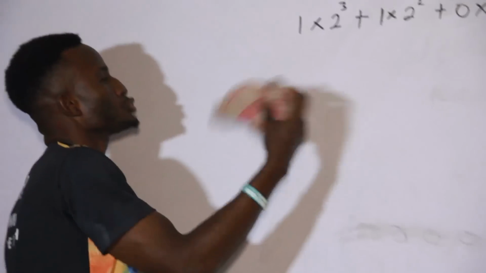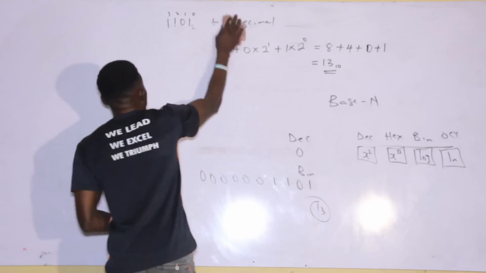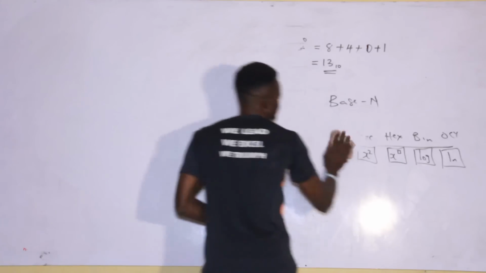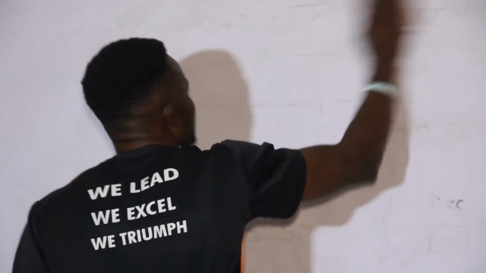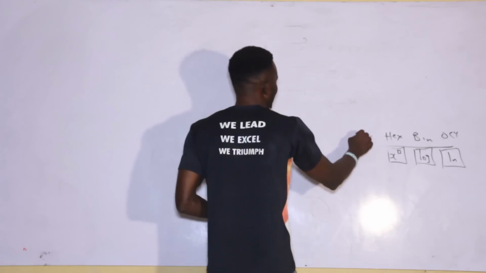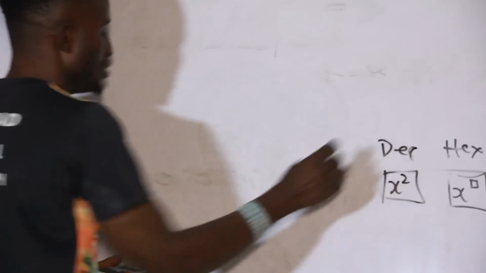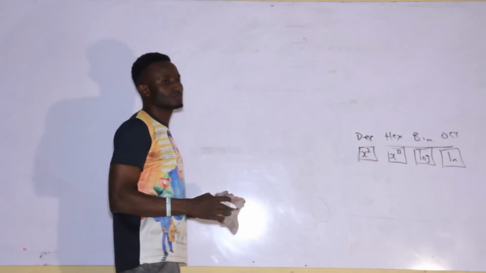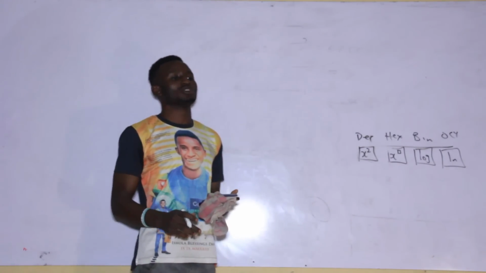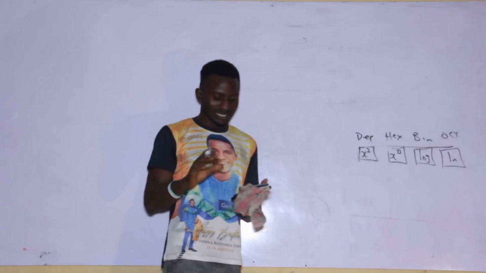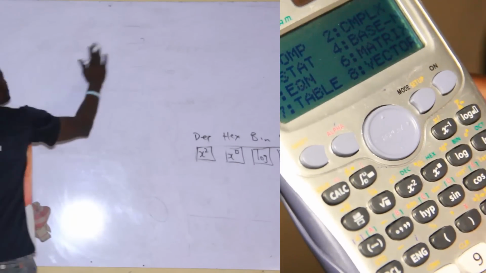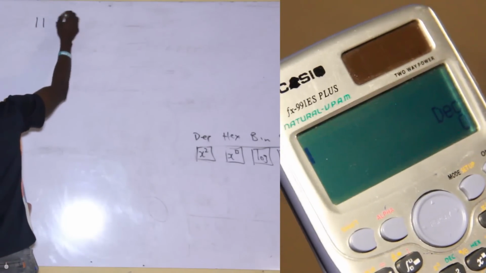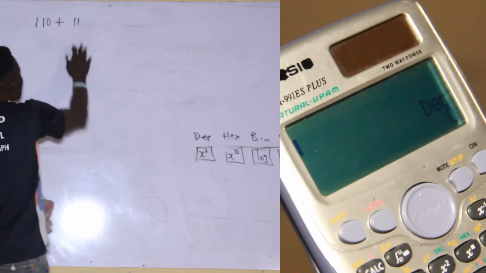Now, if you are asked to sum binary numbers, this is the only hand method I will be doing for now. You don't have to give yourself issues. Just press AC so that your calculator will be at the dec. Let's say, for instance, you are asked to find 110 plus 11. You don't need to give yourself issues.